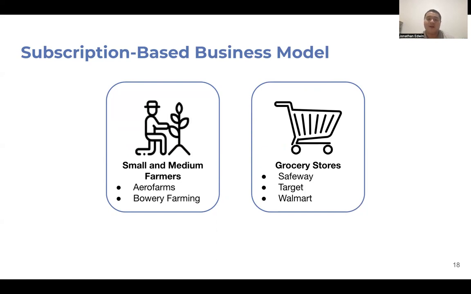And as I said before, I'm going to make it a subscription-based business model. Since I'm going to focus on the ripeness of fruit, I have two markets in B2B. The first one is small and medium farmers, and the second one is grocery stores. For the small and medium farmers, there are, like, aero farms or vertical farming, and hopefully with our technology, it can help them, especially colorblind farmers, or they can also hire colorblind farmers to do the work, especially to pick the fruits.